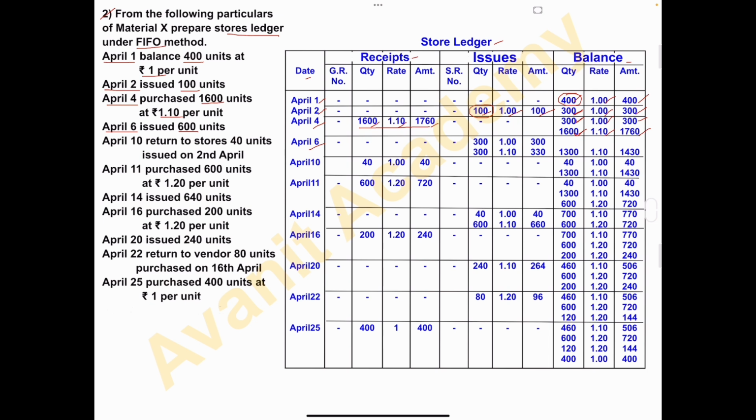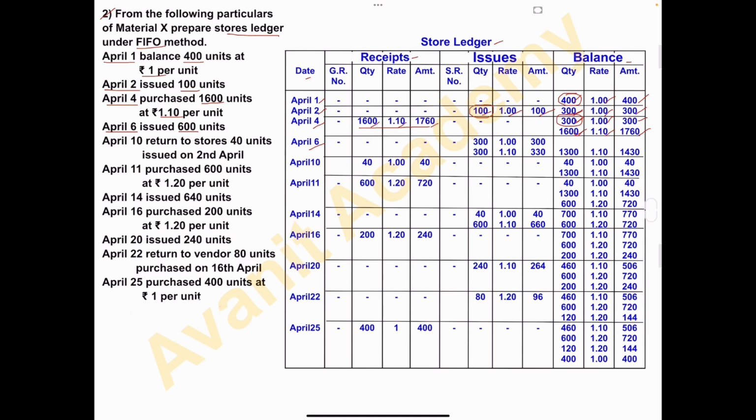First we'll take this 300 units because we are preparing store ledger account under FIFO method. And this FIFO method states that the material which are purchased first will be issued first. So in this both stock, which one is the first one? 300. So this 300 units, 300 stock we have to issue first. Then if this is not enough, then we have to go for the next stock. So on 6th April, we have to issue 600 units.